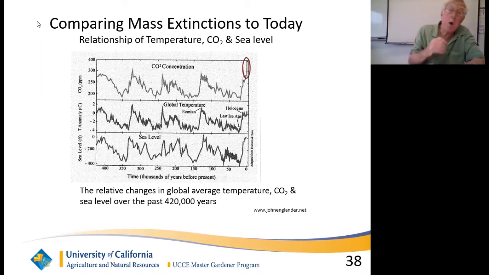The last time carbon dioxide levels were near 1,000 parts per million was about 55 million years ago in the Eocene. And at that time, there were no polar ice caps, and sea level was about 250 feet higher than it is today. Kind of where we're headed, maybe, huh?